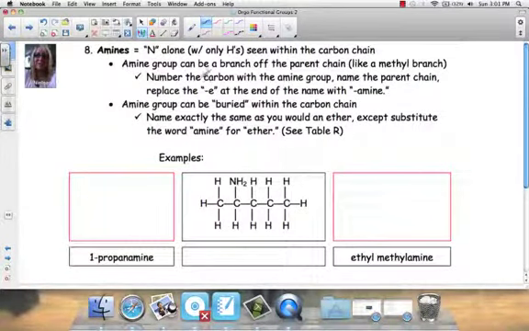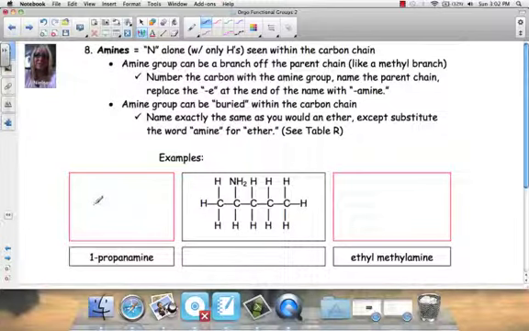Okay, let's move on to amines. Amines have nitrogen alone with only hydrogens seen within the carbon chain. The amine group can be a branch off the parent chain, kind of like a methyl branch. You number the carbon with the amine group, and then you name the parent chain. We're going to take the E off like we have been doing, and then add amine. Name it exactly the same way as you would an ether, except substitute the word amine for ether.